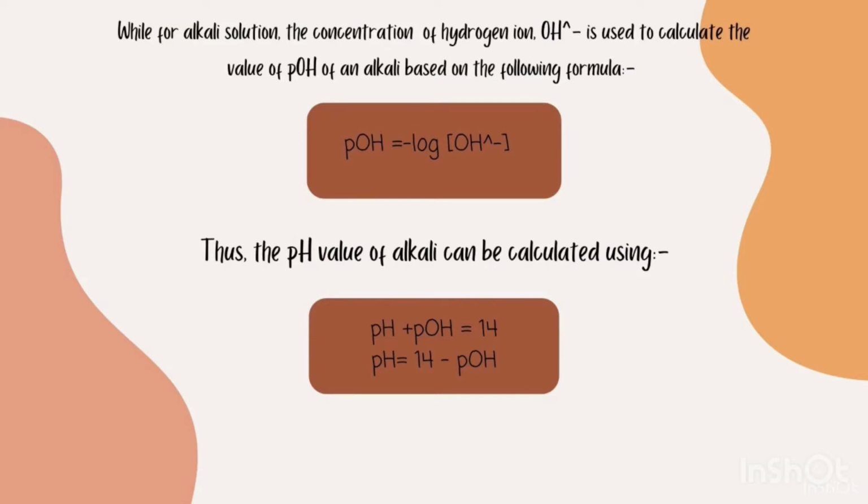But how can we find the pH value of alkali? So for your information, the addition of pH and pOH is actually equal to 14. So we can find the pH value using the formula 14 subtract pOH. So easy, right?